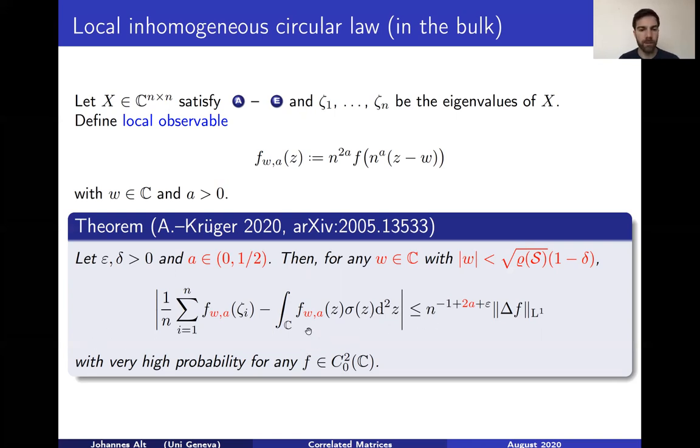and this convergence holds with very high probability for any sufficiently regular f. Let me stress to you that the upper bound 1/2 is in fact optimal, so we can prove this local law on the optimal scale, because if a is 1/2, then this observable will depend on the fluctuations of individual eigenvalues, so we cannot expect that this quantity becomes deterministic for large n.